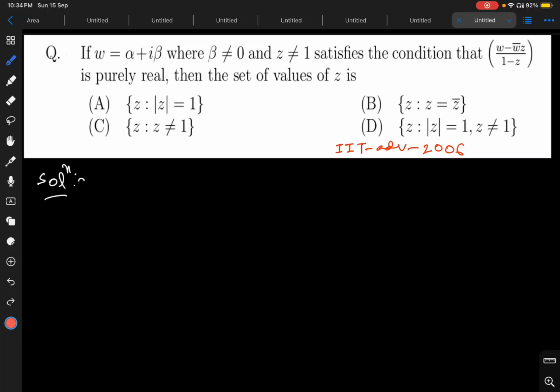Today I am going to discuss a problem of complex numbers from IIT Advanced 2006. The problem is given as: omega is a complex number alpha plus i beta, where beta is non-zero, and z is another complex number such that z is not equal to 1. And there is another complex number of the form (omega minus omega bar z) by (1 minus z), which is purely real. Then the set of values for z will be... here are the four options.